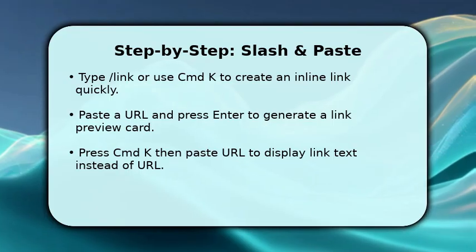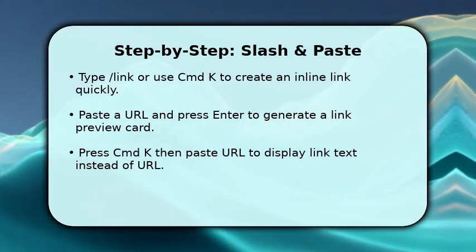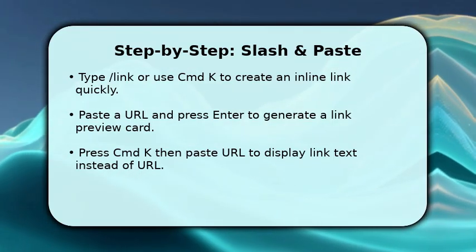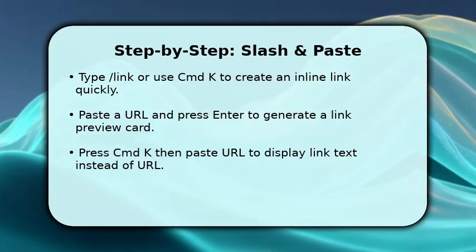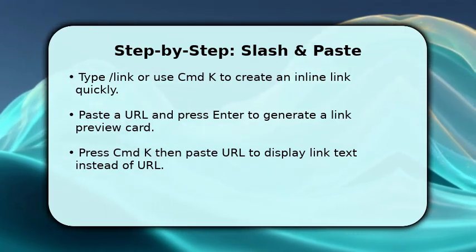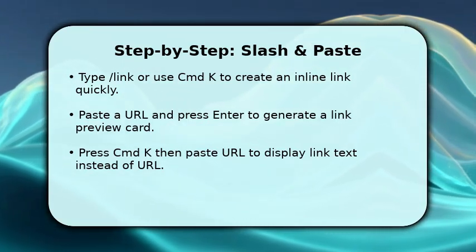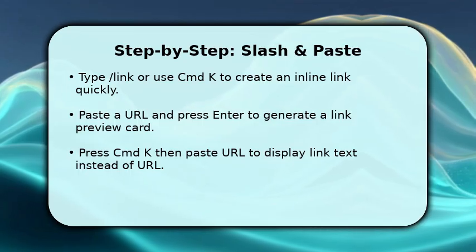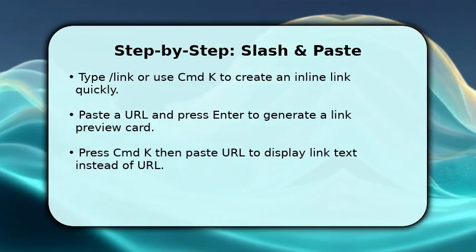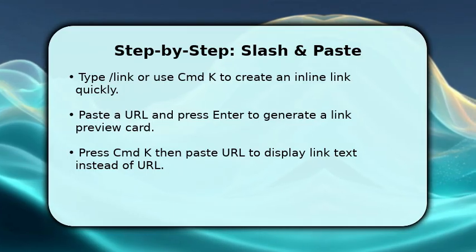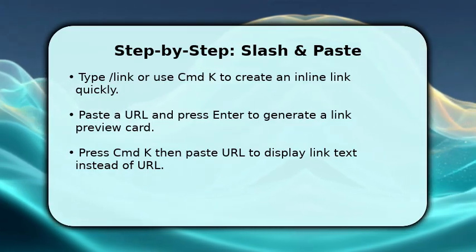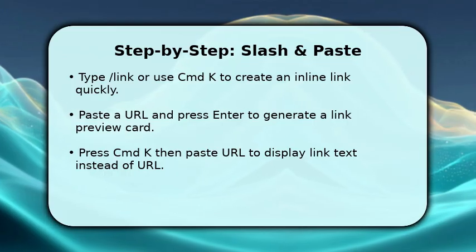Paste a URL and press Enter to generate a link preview card automatically. If you prefer clean text, press CMDK then paste URL to display link text instead of the raw address. On mobile, tap the text, choose link, then paste the URL into the field. These actions produce either inline hyperlinks or rich preview cards in under a minute.